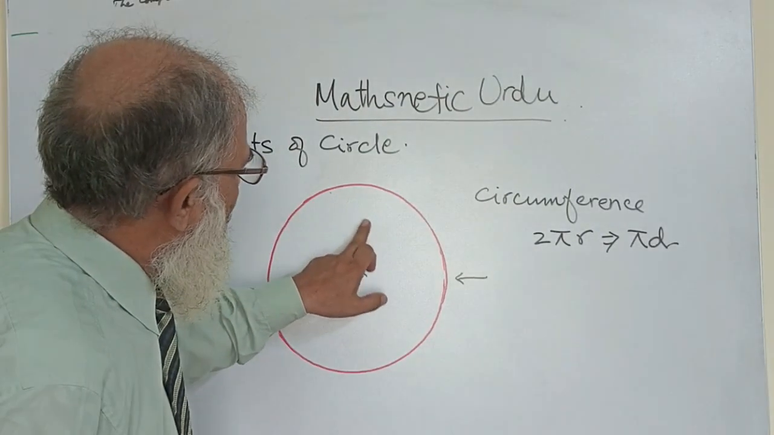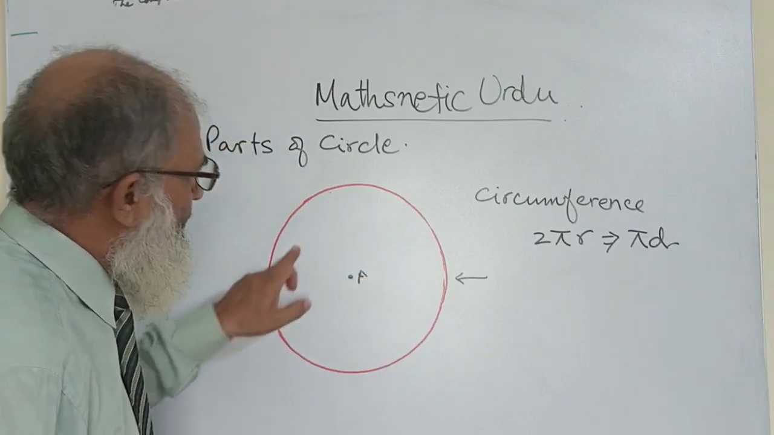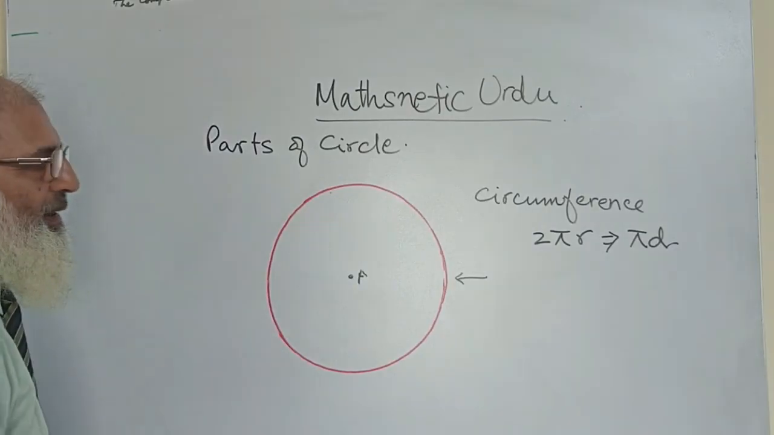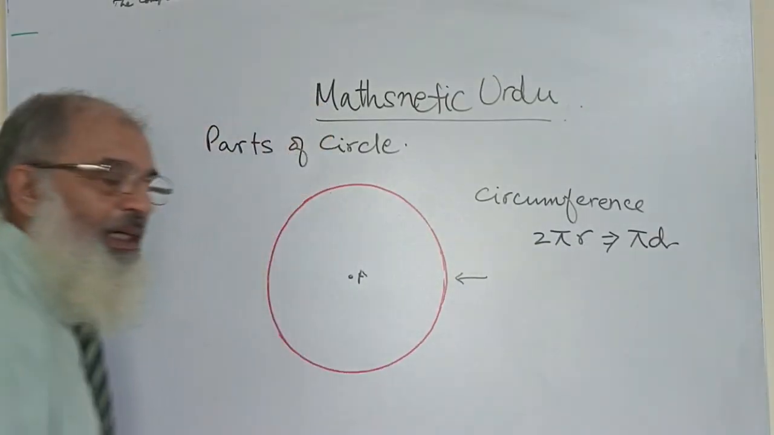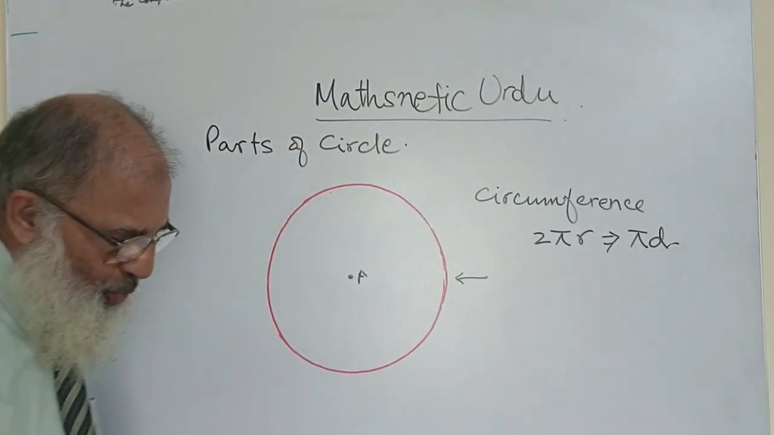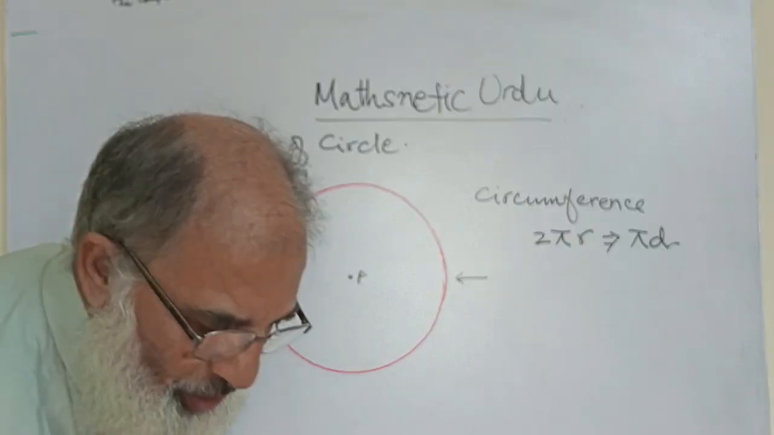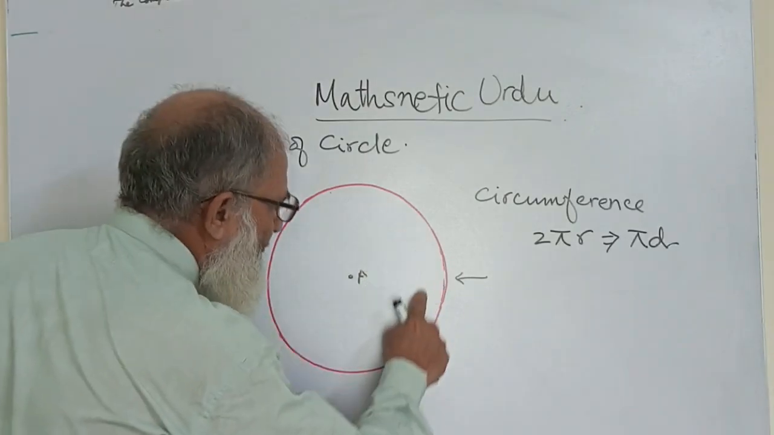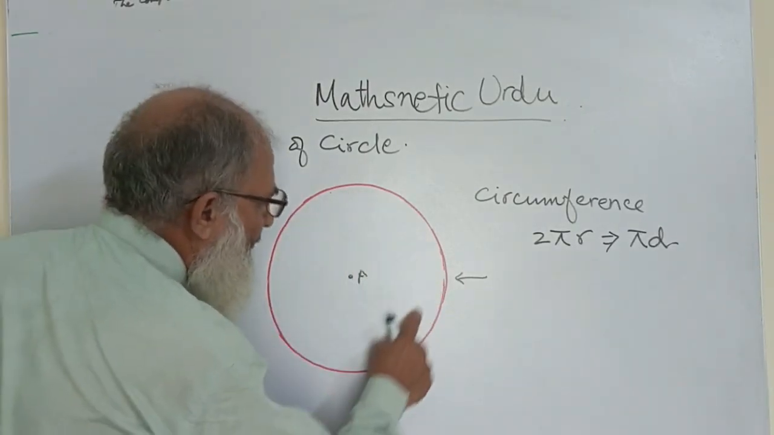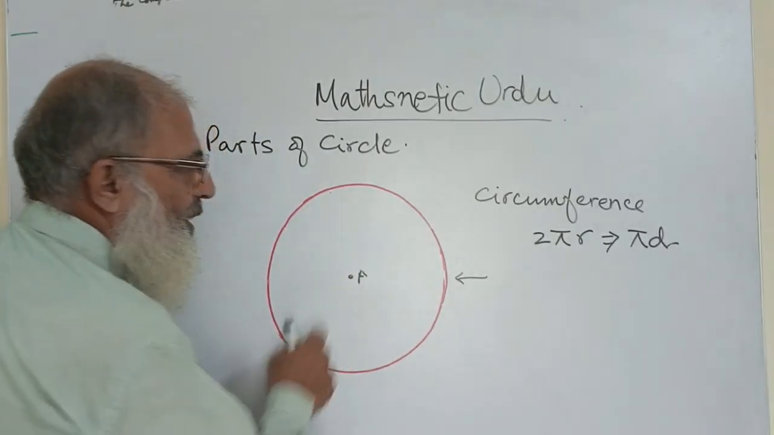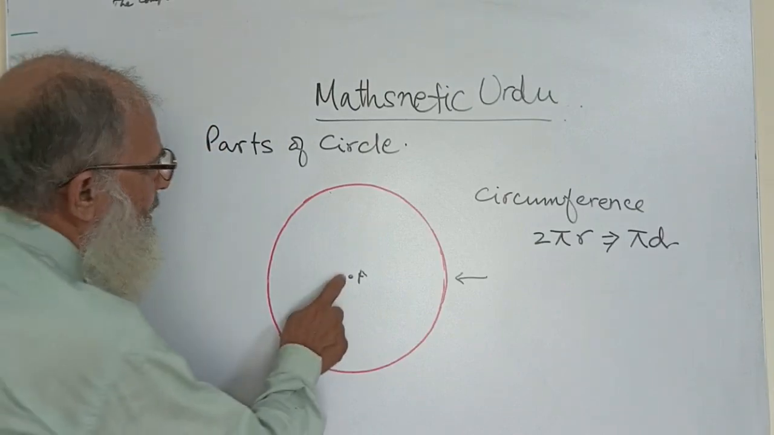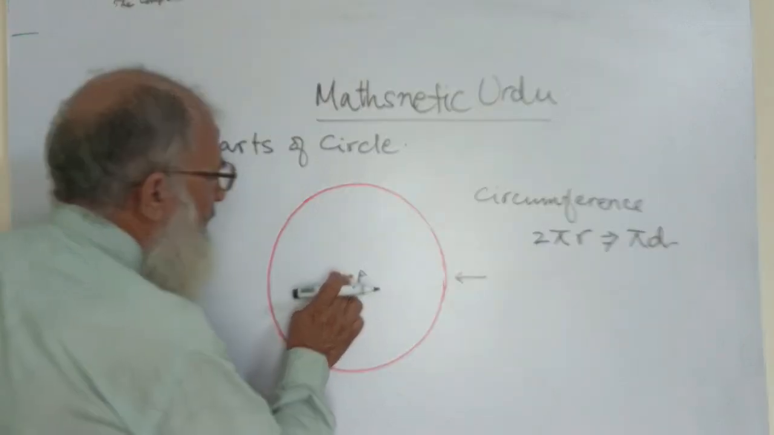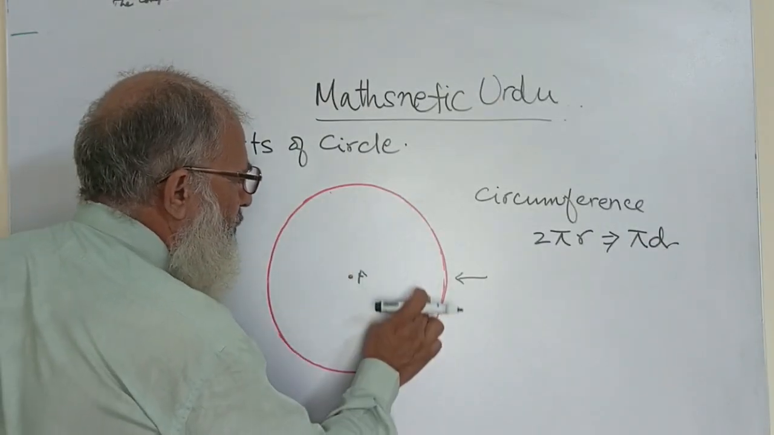So the length of the circumference is 2 pi r or pi d. Now where is the r, where is the d? Now let me tell you what are the features I am going to tell you today. Now I have already told you that this is the circumference, the outer line is the circumference, the center point is P.